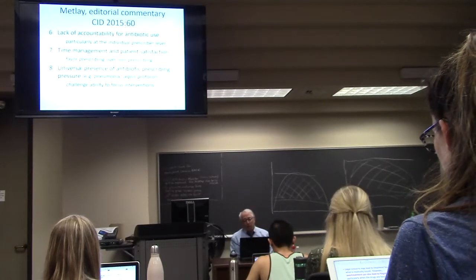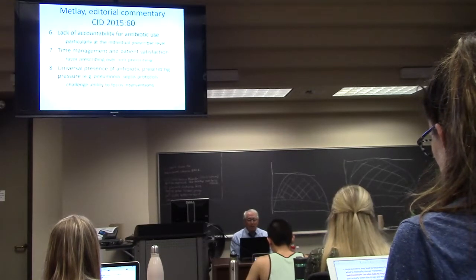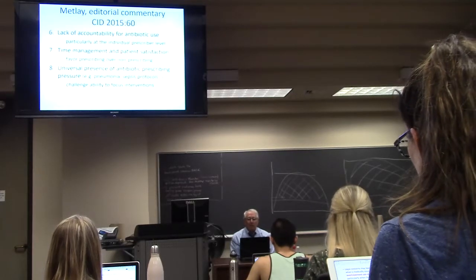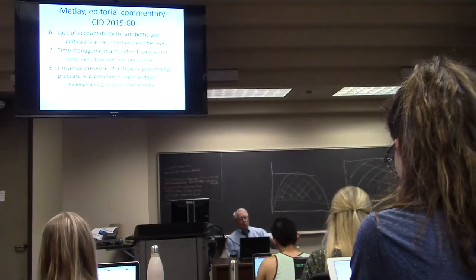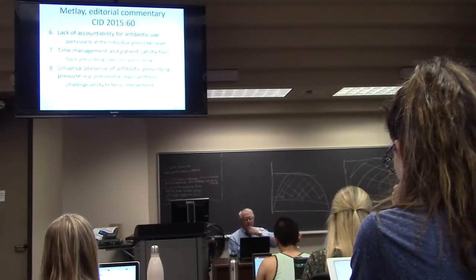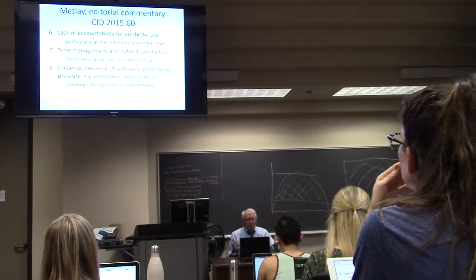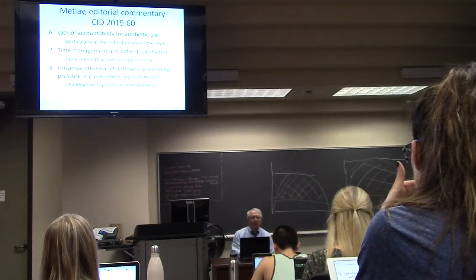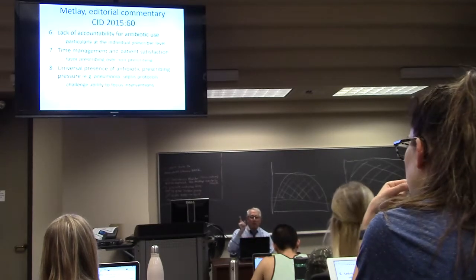All right, so those are my 5, but here Dr. Metley wrote another 3. Lack of accountability for antibiotic use, particularly at the individual prescriber level. This is changing a little bit, but when you start rounding, and let's say you give antibiotics to everybody, you're not held accountable for that. But that's changing now because for credentialing and re-credentialing, they'll see if you're an over-prescriber.